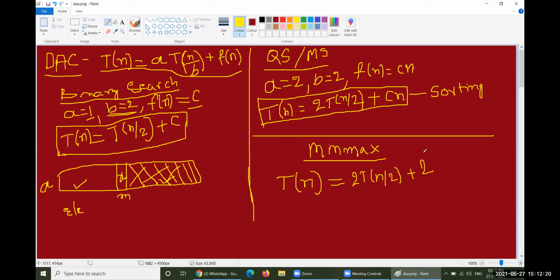So you may be asked one question at this point. Here we have done a constant number of comparisons and swap operations for this one. Why do you have to place C here, and why only 2 here? Why do you have to place this particular value here?